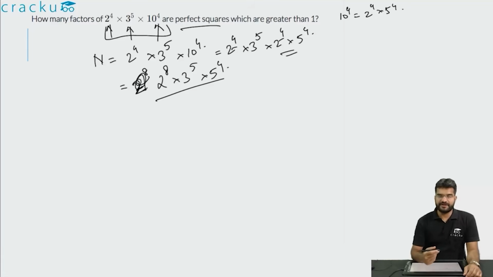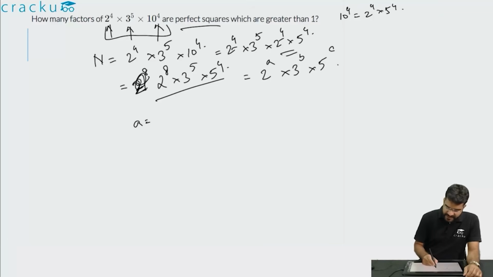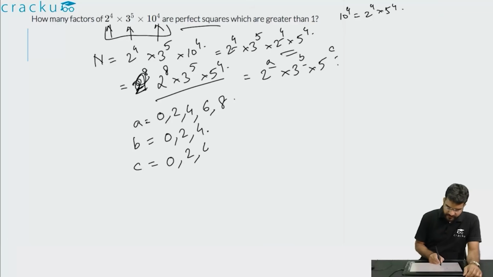Now for this number, we are required to find out how many of the factors are perfect squares. Let us assume that a factor of this number is 2 to the power a into 3 to the power b into 5 to the power c. Now if this is a perfect square, then a, b and c all have to be even numbers. So a has to be either 0 or 2 or 4 or 6 or 8. Similarly, b also has to be even, so b can be either 0 or 2 or 4. Similarly, c also has to be even, so it can be either 0 or 2 or 4.